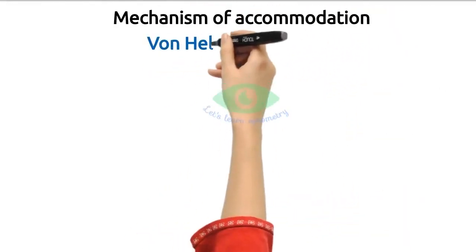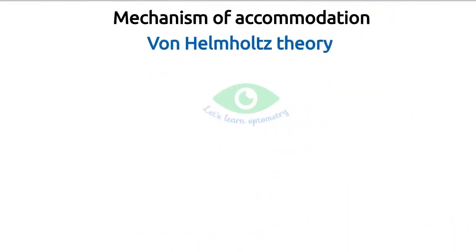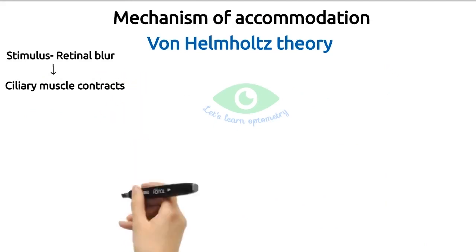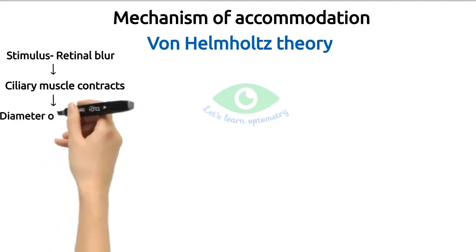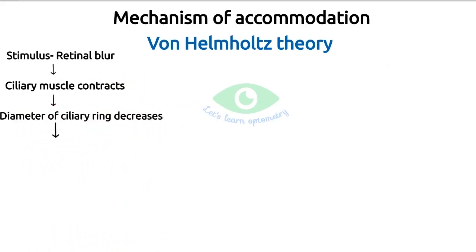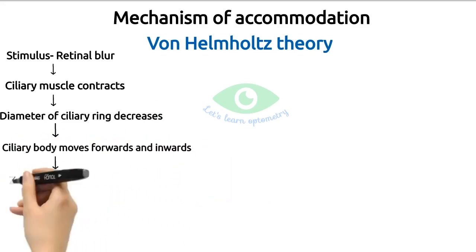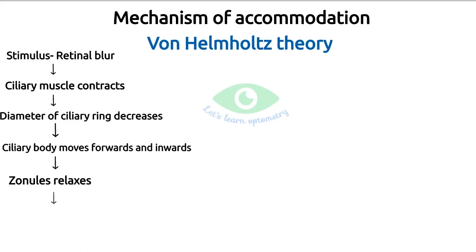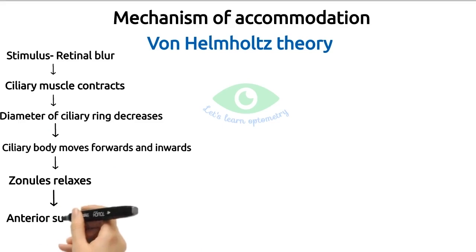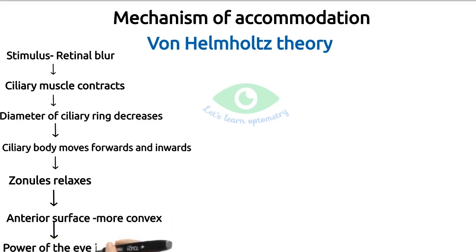Mechanism of accommodation. It is based on the von Helmholtz theory. The stimulus that initiates the accommodation is the retinal blur. During accommodation, the ciliary muscle contracts, the diameter of the ciliary ring surrounding the lens decreases, the ciliary ring moves forward and inward, reducing the tension that the zonules exert on the lens. Now, the crystalline lens becomes more convex due to the increased convexity of the anterior lens surface. It increases the power of the lens, which focuses the near object on the retina.